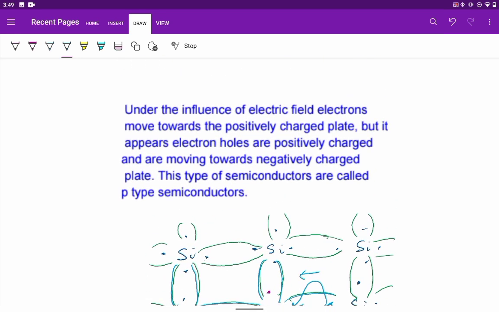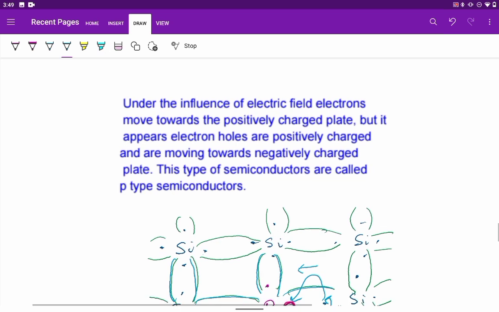So under the influence of electric field, electrons will move towards the positively charged plate. Because electrons are negatively charged, they will move towards the positively charged plate. But it appears that the electron holes are positively charged and are moving towards negatively charged plate, means it is going in the opposite direction in which the electron is moving. This type of semiconductors are called p-type semiconductors.